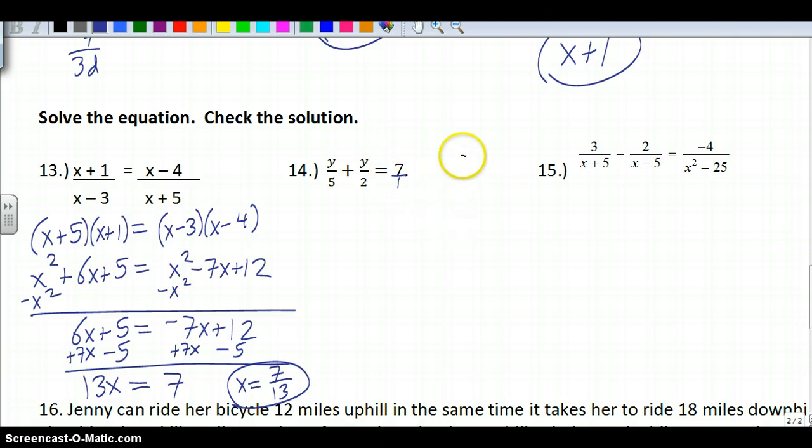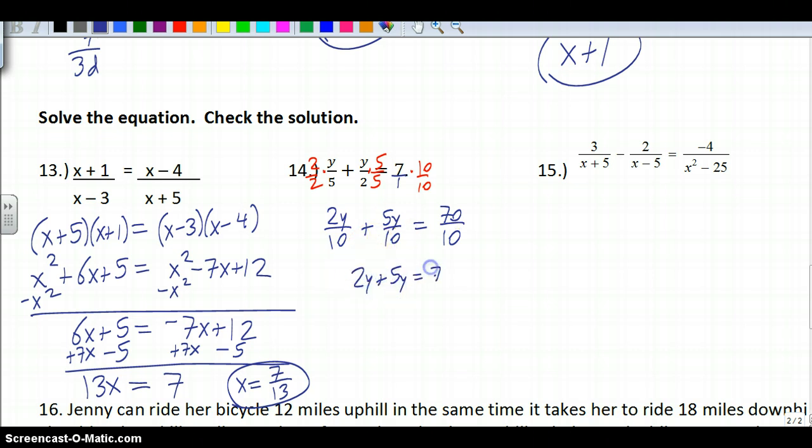Common denominator appears to be 10, so I'm going to need to multiply this one by 2 over 2, this one by 5 over 5, and this one by 10 over 10. So it now becomes 2y over 10 plus 5y over 10 equals 70 over 10. Okay. Get rid of the denominators. 2y plus 5y equals 70. So you get 7y equals 70, which means y equals 10. Now you have to check your restrictions. And really, there are no restrictions on this one, so you're good to go. Okay.